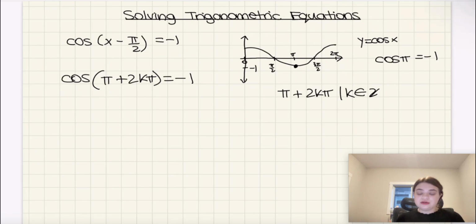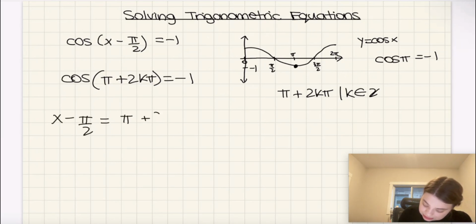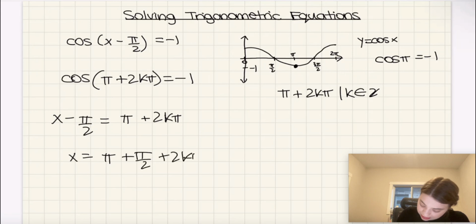So next, in order to solve for x, we need to equate what's in these brackets with what's in these brackets to find out what x is equal to. So x minus pi over 2 is equal to pi plus 2k pi, like that. And then I need to add pi over 2 to both sides. So x is equal to pi plus pi over 2 plus 2k pi.